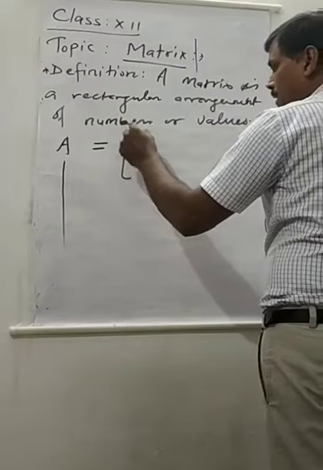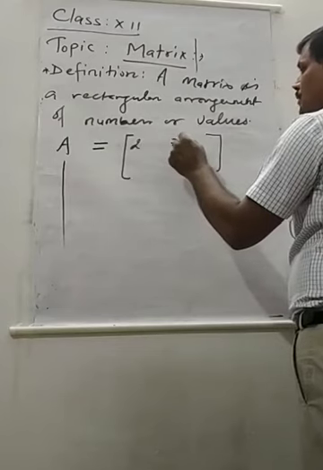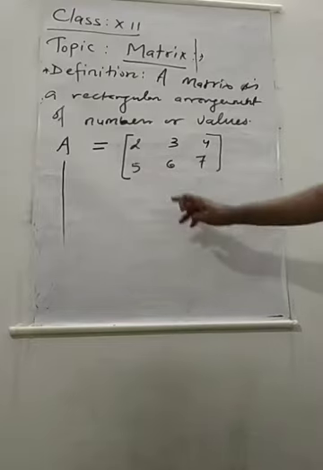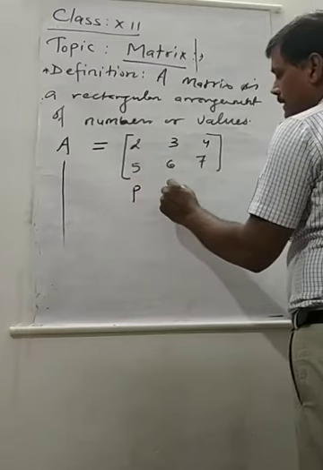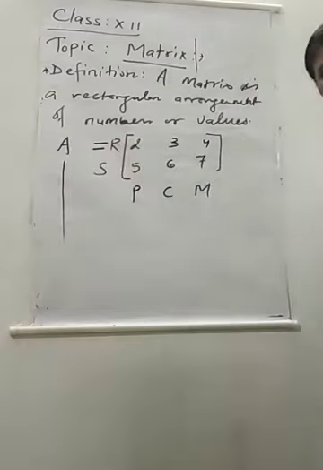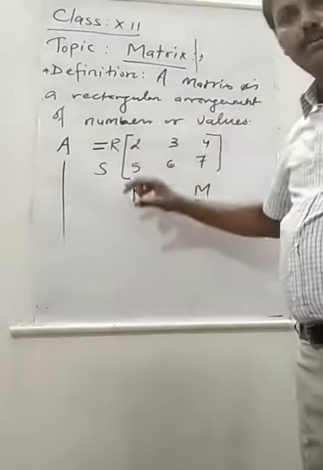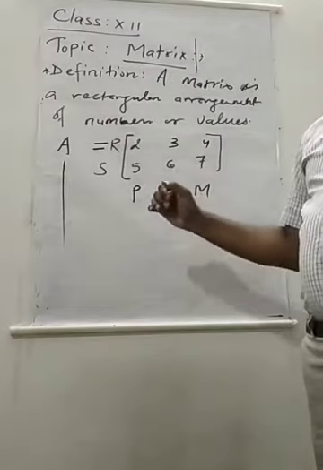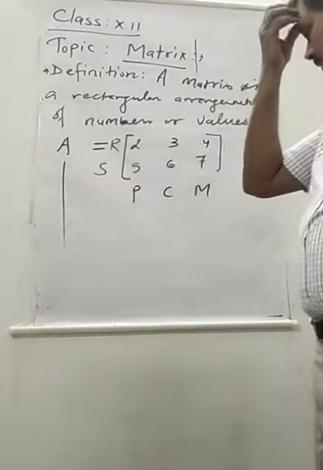Suppose we can show it by an example. Matrix A has its values 2, 3, 4, 5, 6, 7. See the example. These are the marks obtained in physics, chemistry and maths by two students, suppose Ram and Shyam. So I said this is the rectangular arrangement of numbers. We want to show the marks obtained by two students out of a 10 marks test they had given.